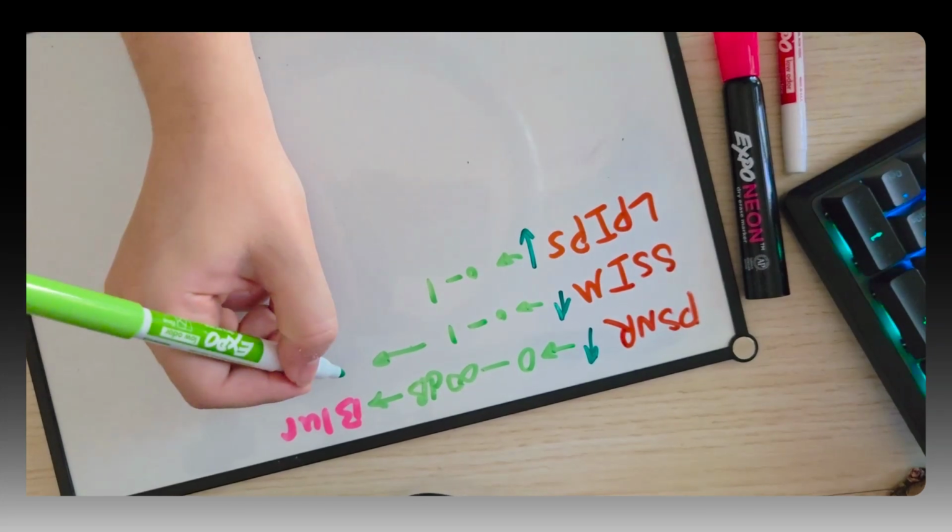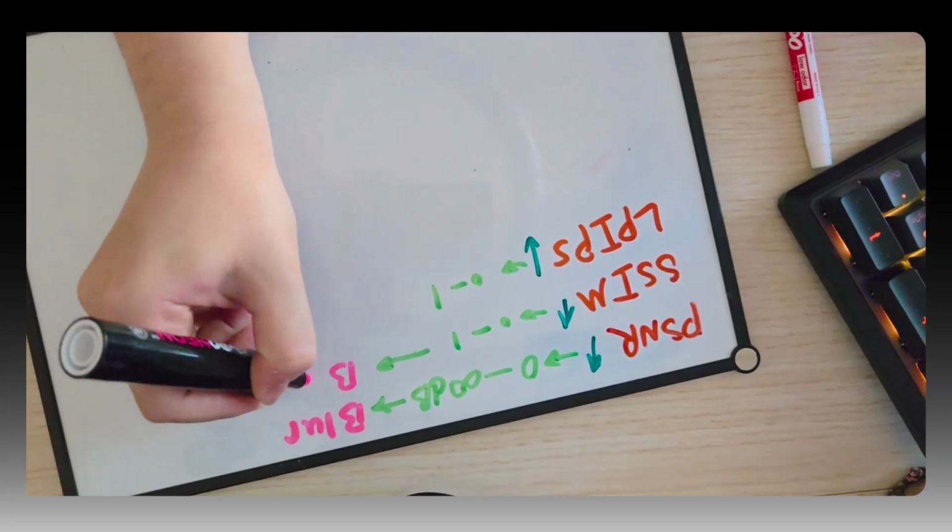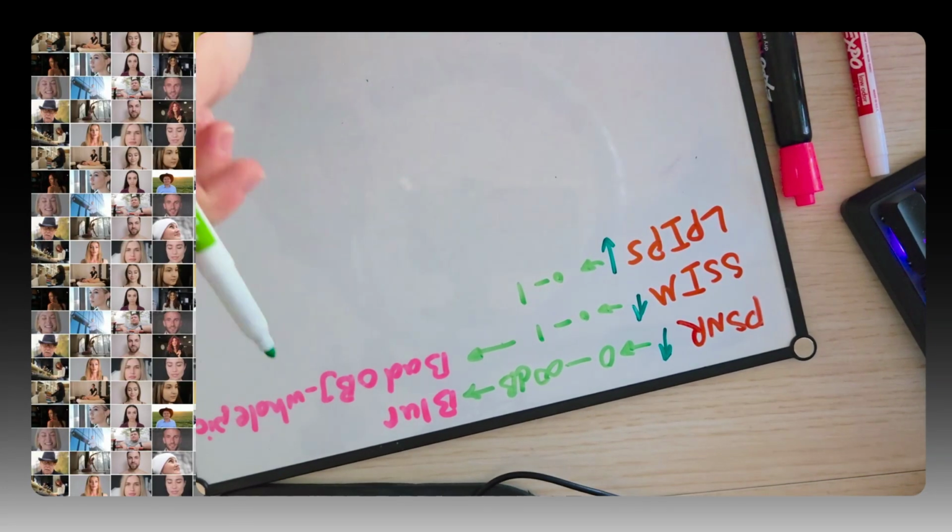So SSIM, because of the window, doesn't get bad objects as a whole. So that's where it falls short.